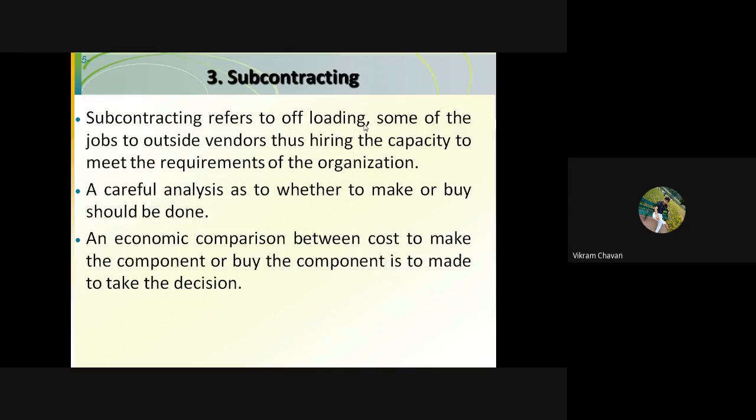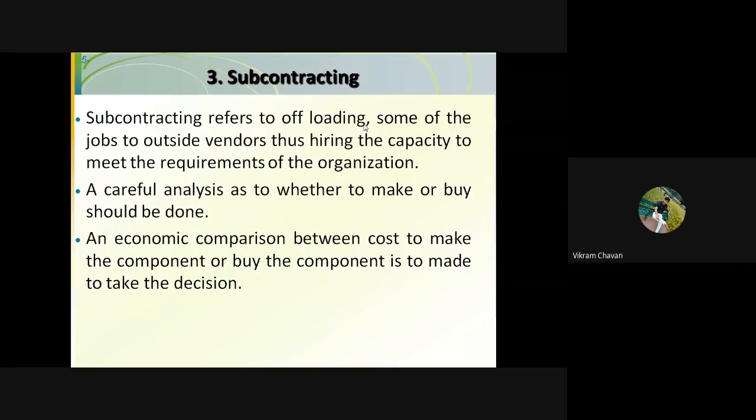So you will come to know that at present there is no scope for expanding capacity, but you want to fulfill that demand for the product in the market. In that situation we have to think about vendors, who will provide the same component to your company. So you have to think about the make or buy situation, make or buy analysis.